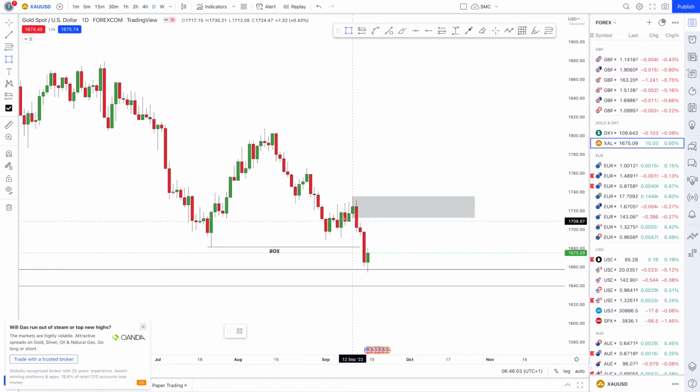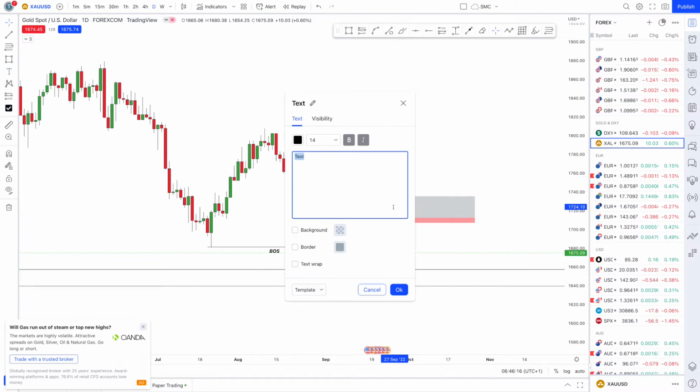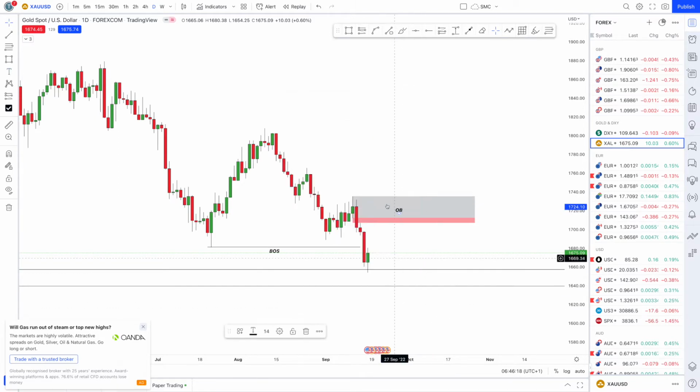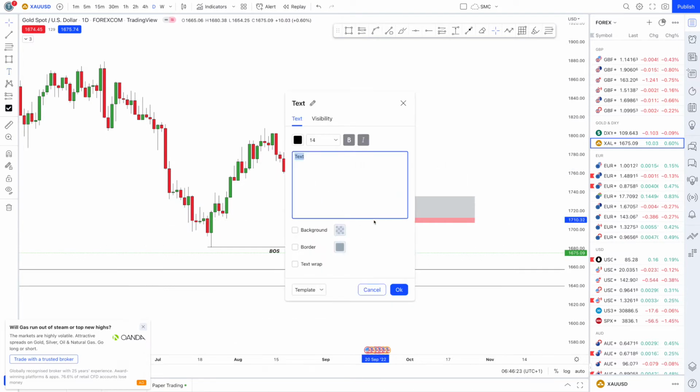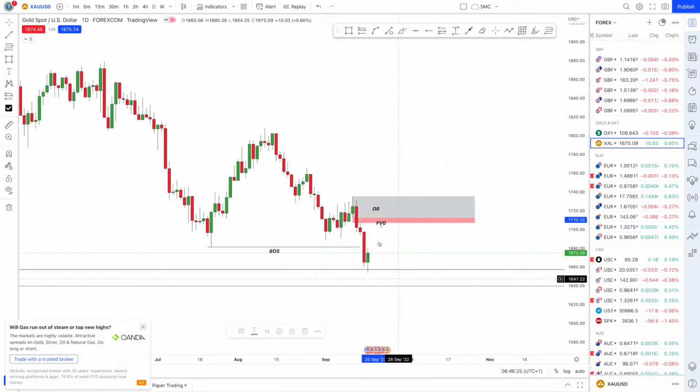You can even mark out your fair value gap right here. Let's just put it as red, and that's your fair value gap, right? We'll put a quick marker on this as OB, like this, right? So this is the daily time frame, remember this, and then we could put FVG. So fair value gap right here, right?